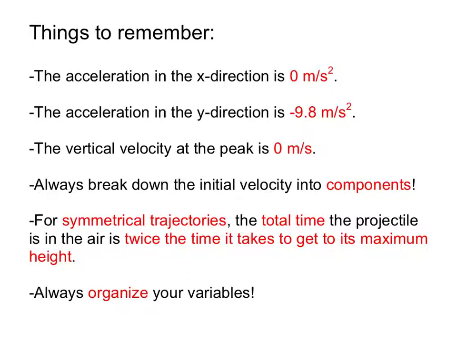For an angled launch problem, we now have a new bit of information: the vertical velocity at the peak is 0 meters per second. That's because at the top, it has to pause for less than a split second because it's changing directions. At the peak is where it goes from traveling upwards to traveling downwards. So in order to make that change, it pauses for a very brief moment.